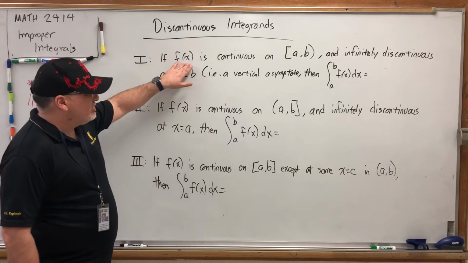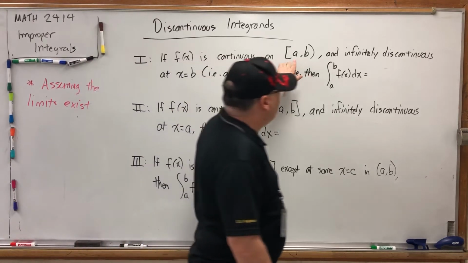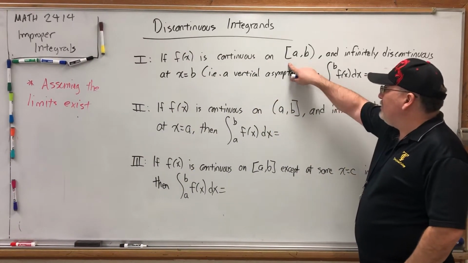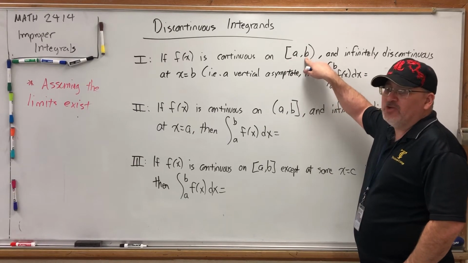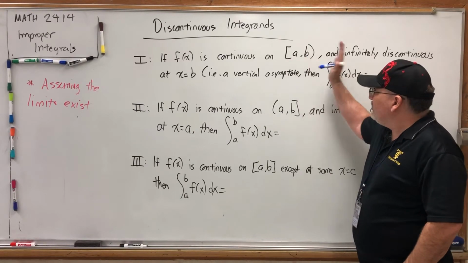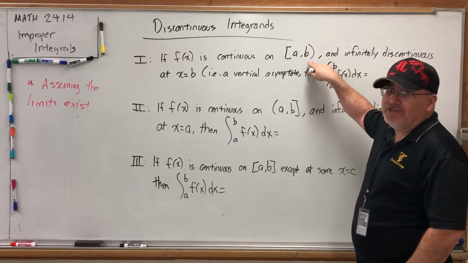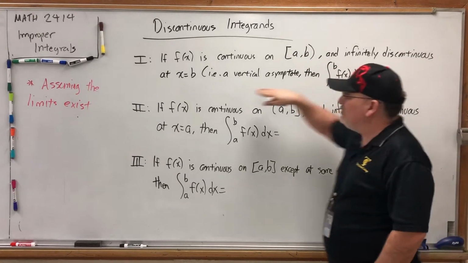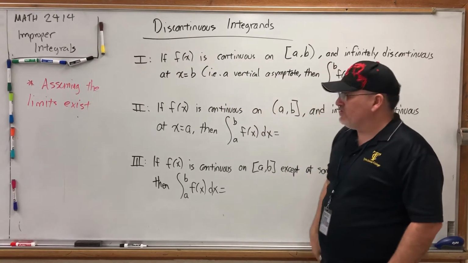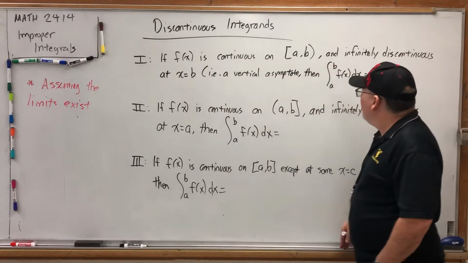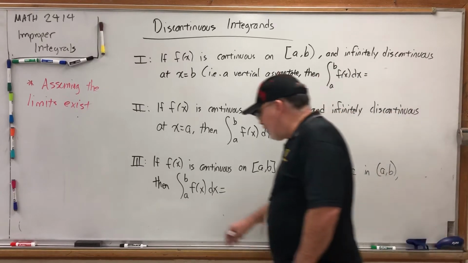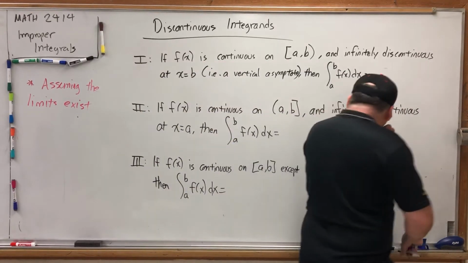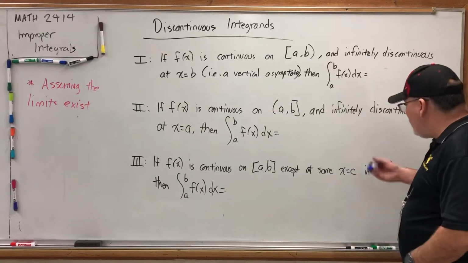If f of x is continuous on an interval a to b, including a but not b, just a reminder, in interval notation, bracket means you include the number, parentheses means you exclude the number. So the function's good everywhere except at the very end at b. And the function is infinitely discontinuous at x equals b. In other words, it's a vertical asymptote. Then, if you want to integrate this function from a to b, you have to set up a limit.